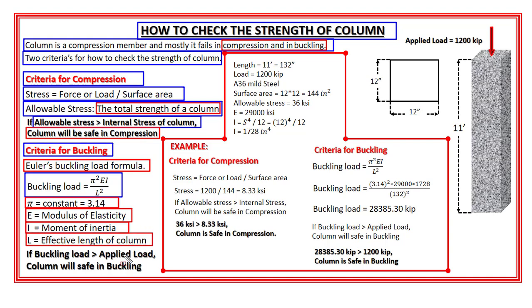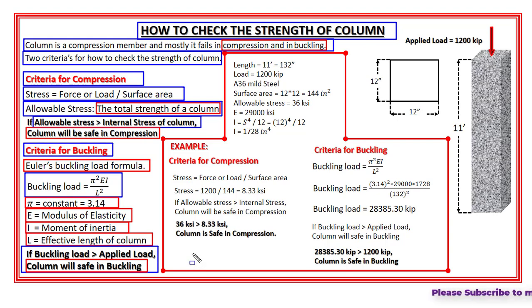So for a particular column, if the Euler's buckling load exceeds the applied load on the column, then it will be an indication that that particular column will be safe in buckling, right? So this is about the second criteria of how to check the strength of column. Now I have explained both the criteria of how to check the strength of the column. And still, if you have any confusion, then you are welcome to ask me in the comment section.